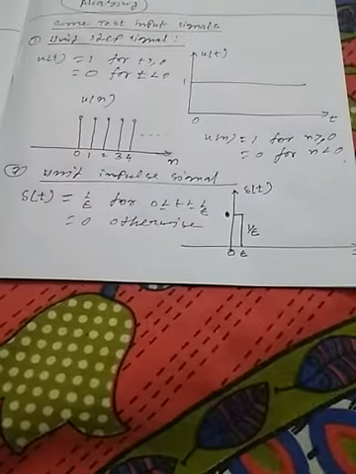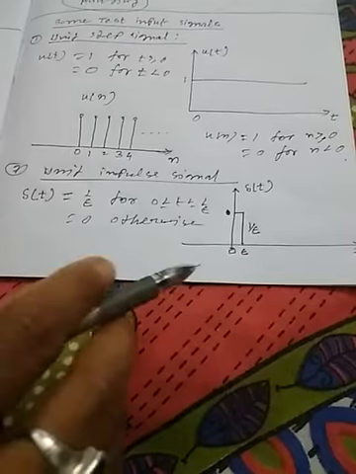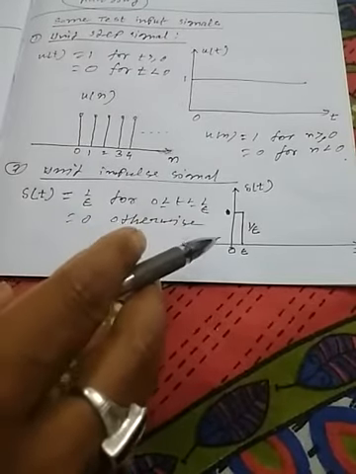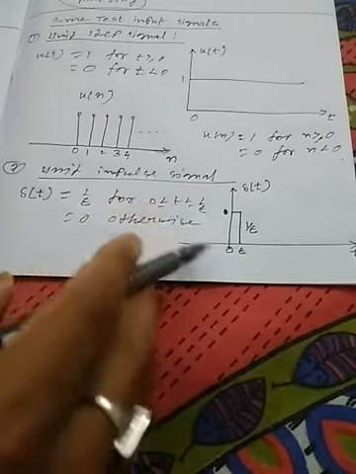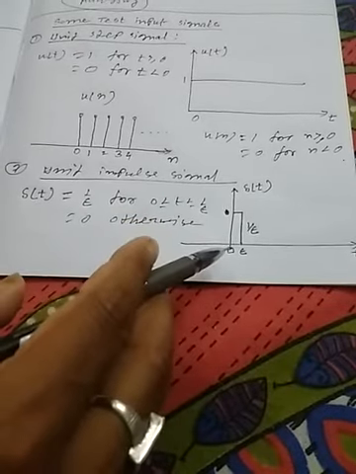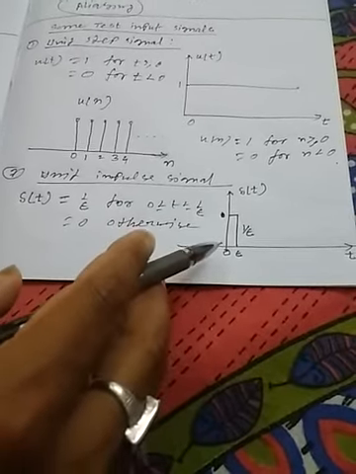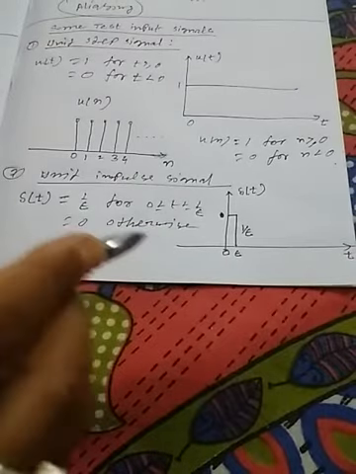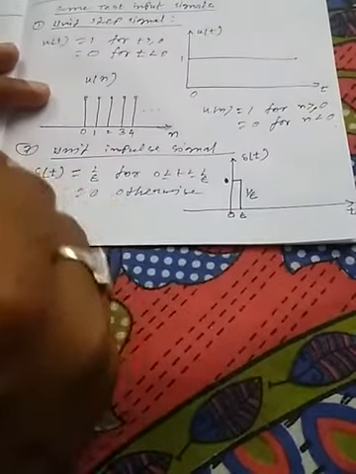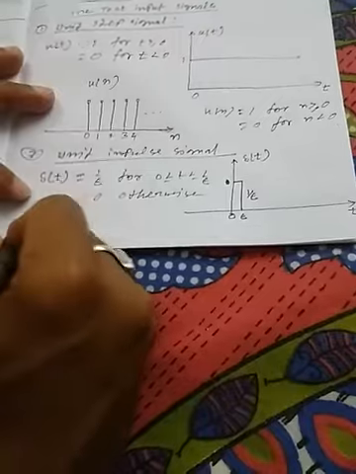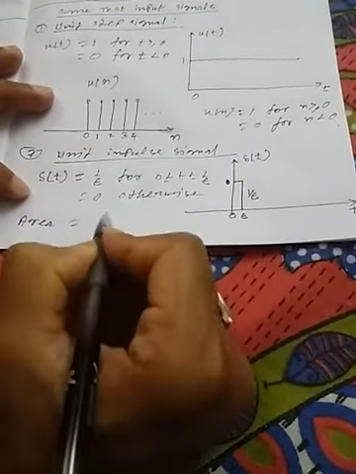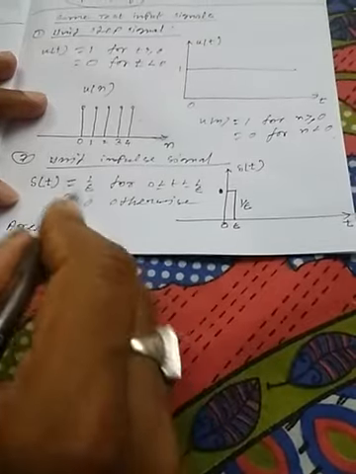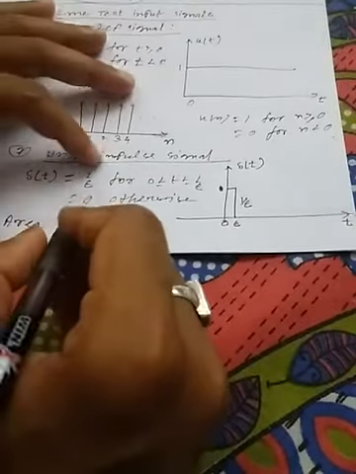Okay, now the area of this strip is unity. Since it's a rectangle section, the area will be epsilon into 1 by epsilon, that is 1. So the area under a unit impulse signal is unity.